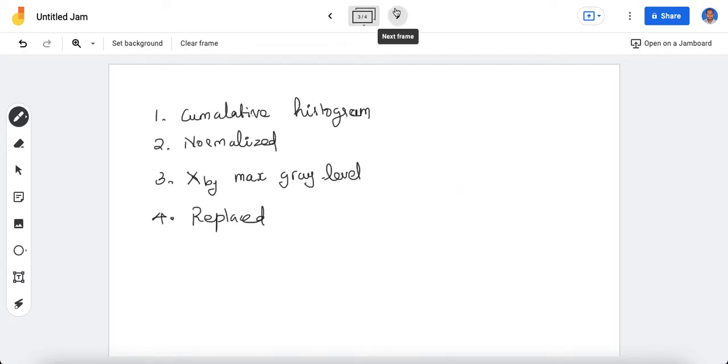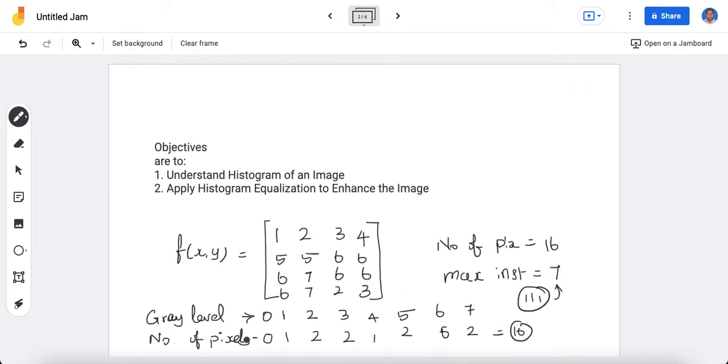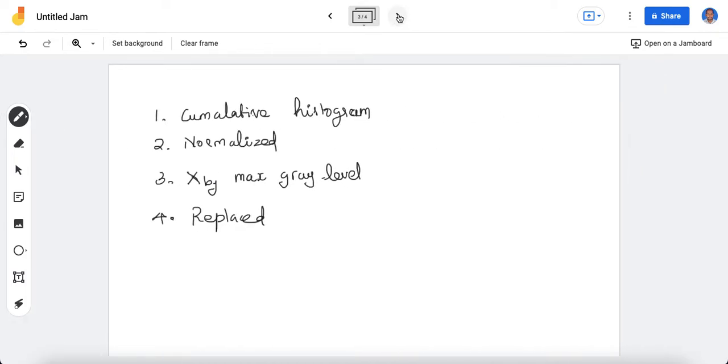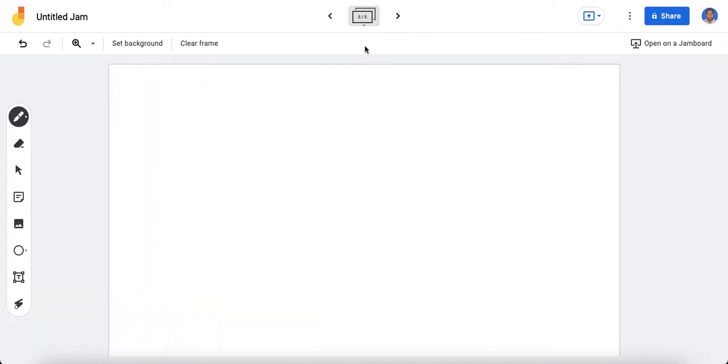So let us check. We will take the same example, that is, apply histogram equalization for the given image. This is what we have taken into our account to find the histogram. Here this is our histogram. We have to consider the same. So now we are going to apply these 4 steps to this particular image to find the equalized information.